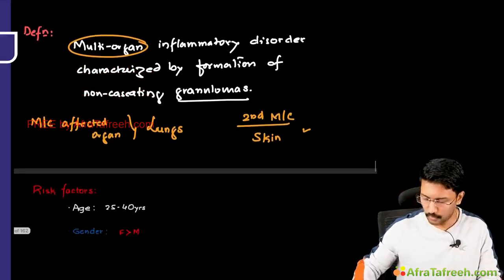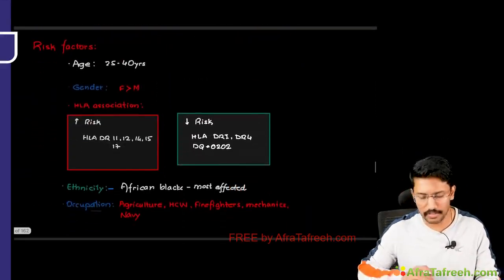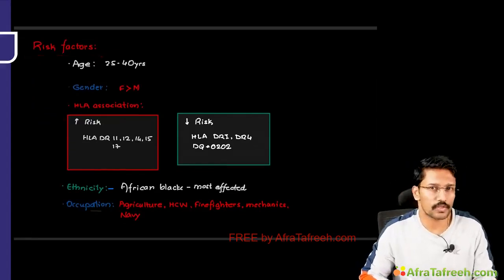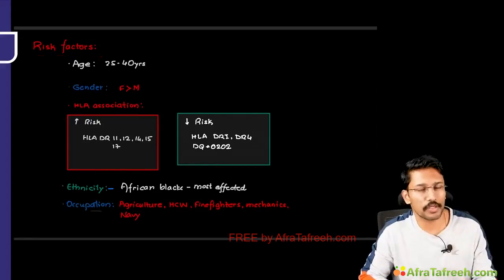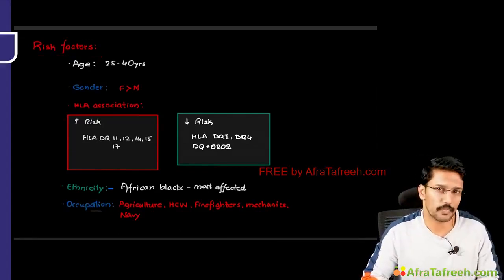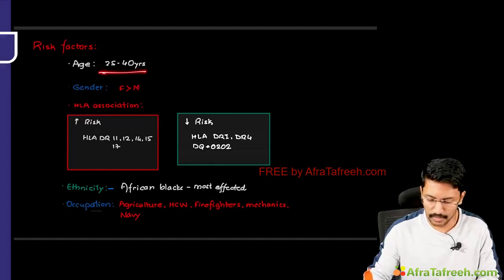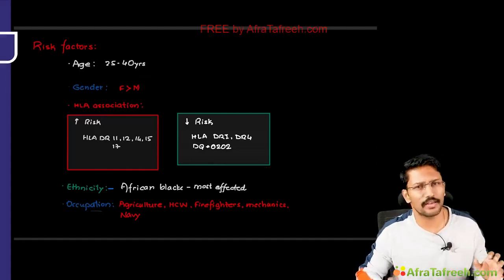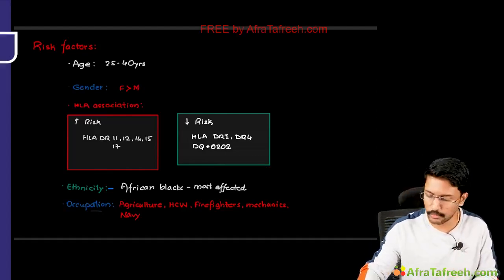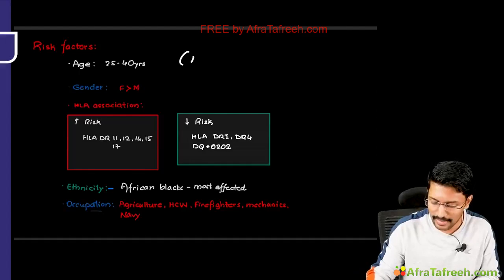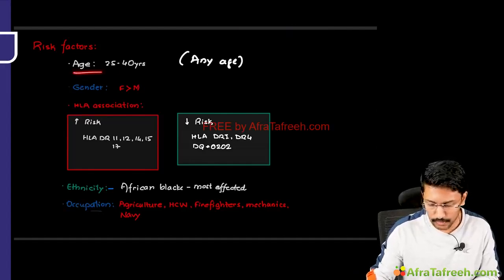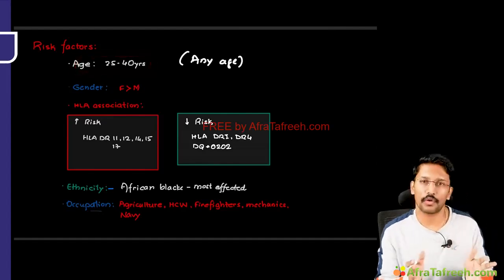Now, obviously, there may be well-established risk factors. So let us look at the risk factors for sarcoidosis. Number one, age. Most of the patients who are diagnosed with sarcoidosis are typically middle-aged patients. It is more common in females. So you can say that it is typically a disorder of the middle-aged female. But we have to remember that sarcoidosis can occur at any age. Though it can occur at any age, the usual age of presentation is 25 to 40 years.